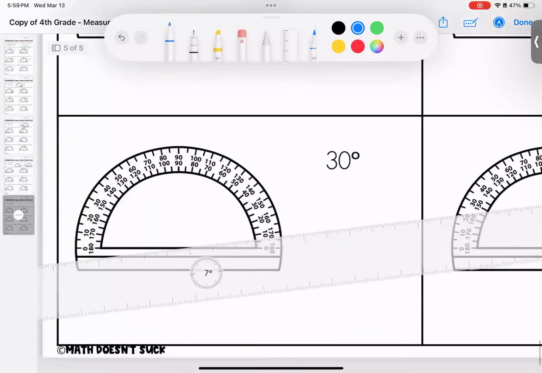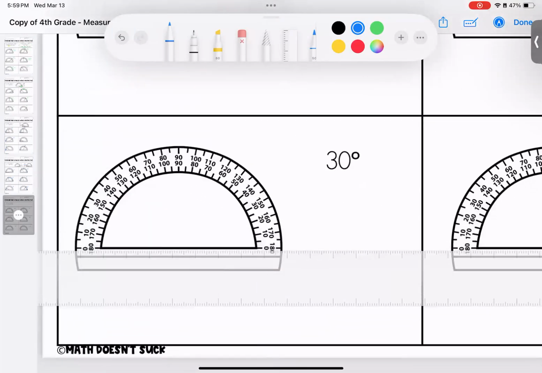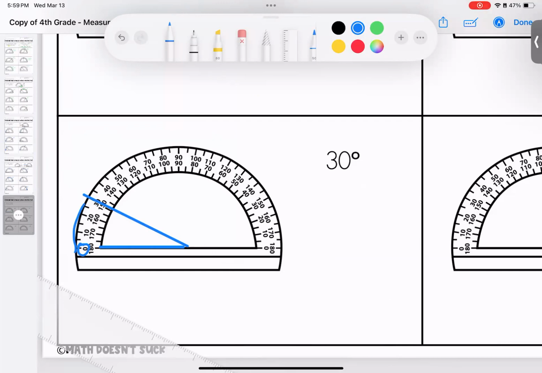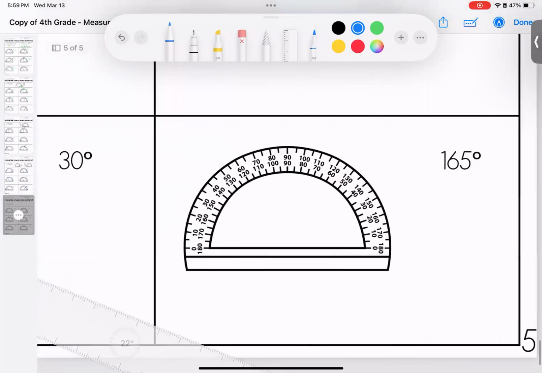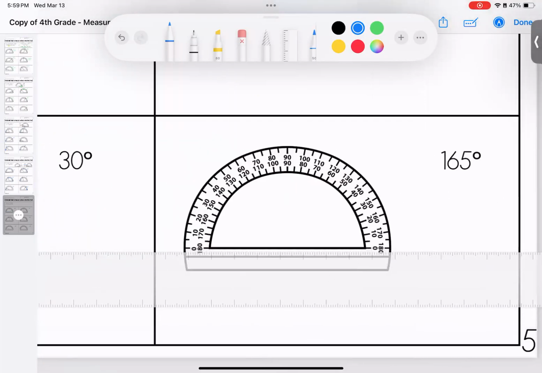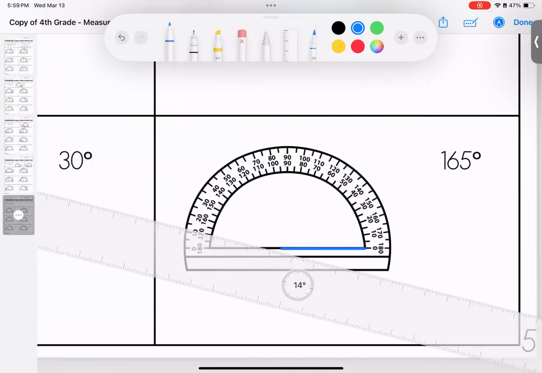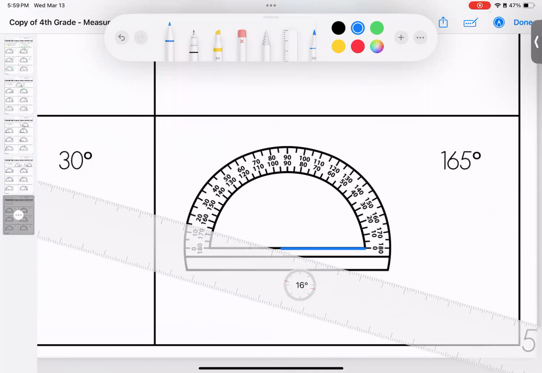A beautiful obtuse angle. I'm going to do some outside numbers. I want to go up to 30 this time. That looks fabulous. Starting with my 0 around to 30. Last one. Going to use inside numbers, getting my 0. And I want 165, so we're going far. We're going far. There we go.